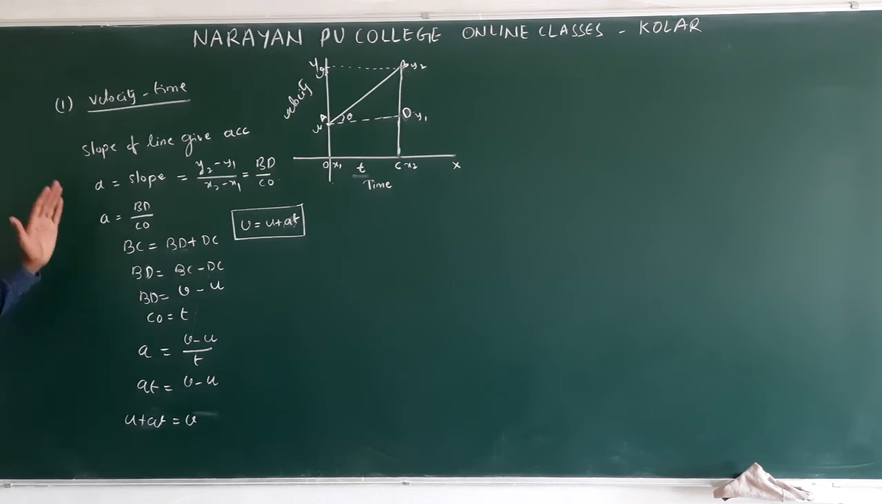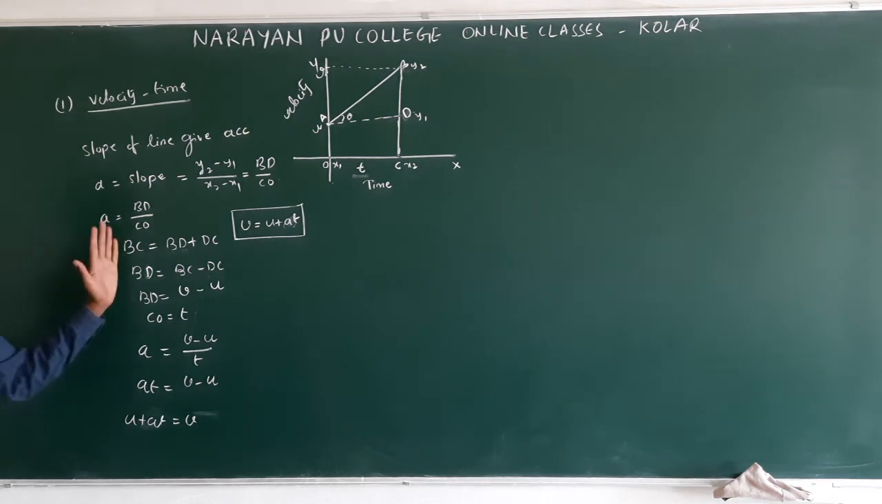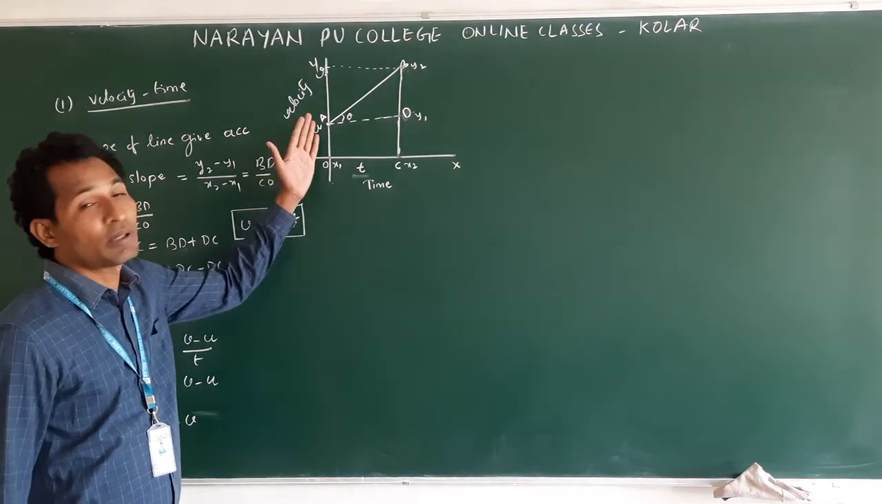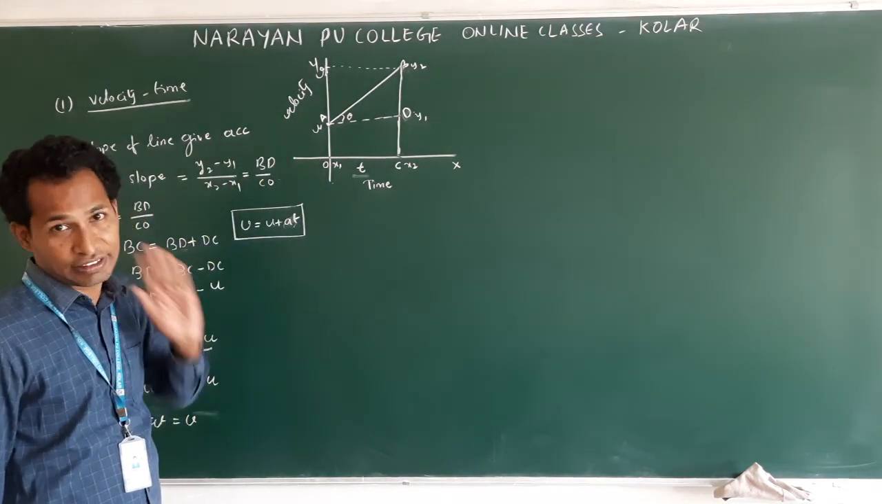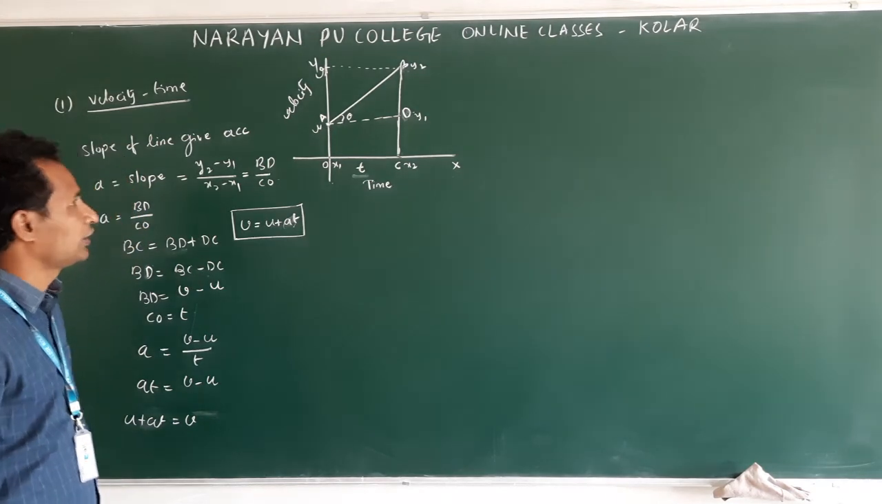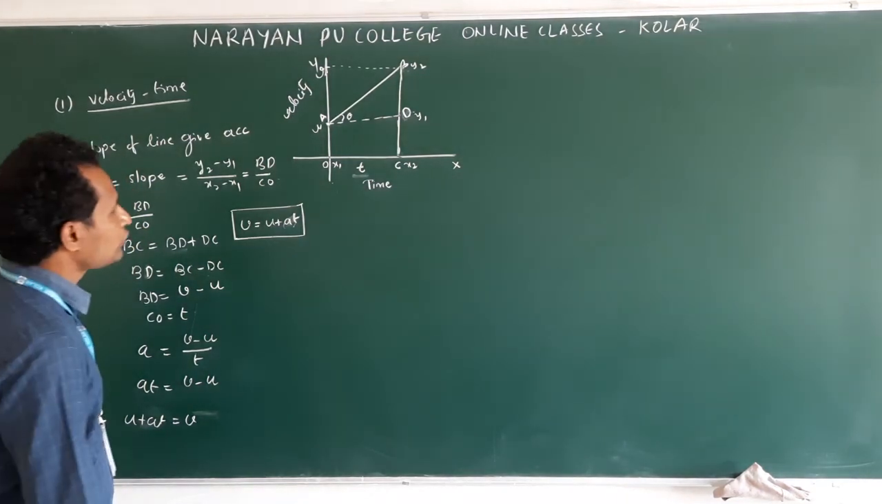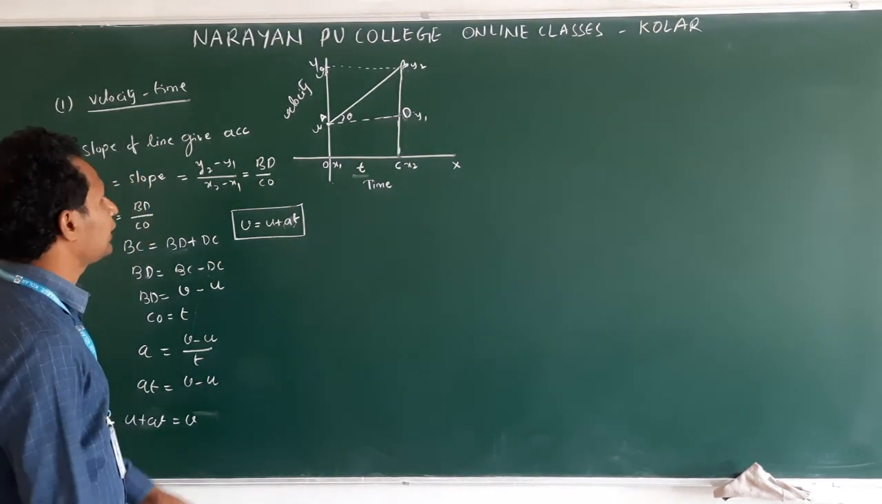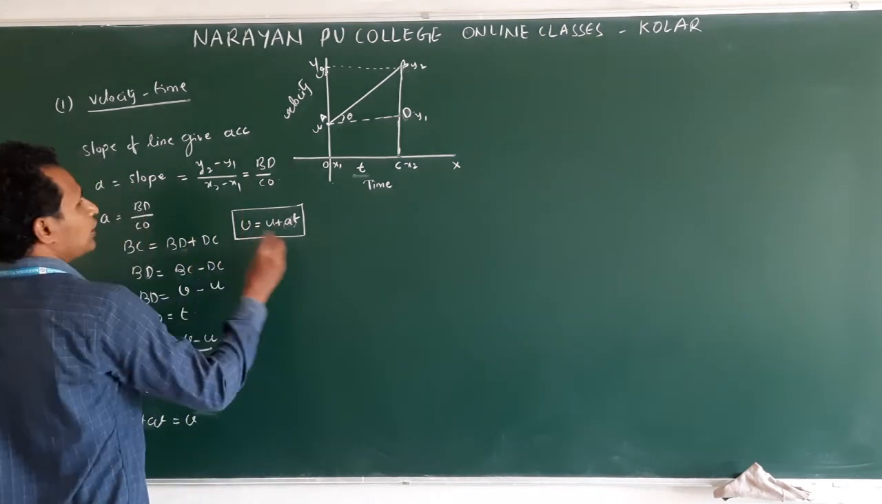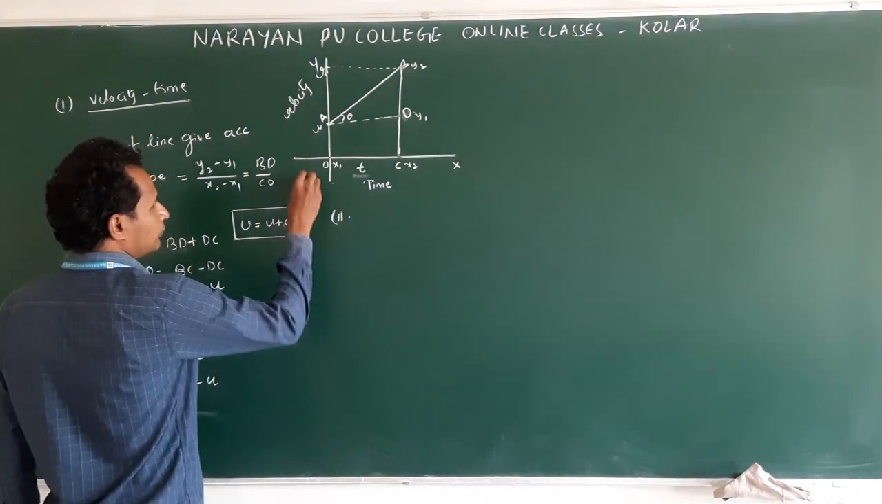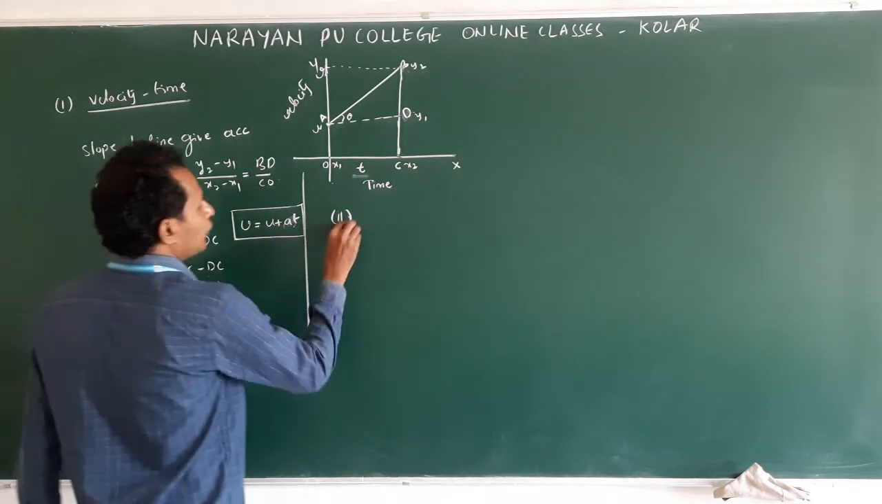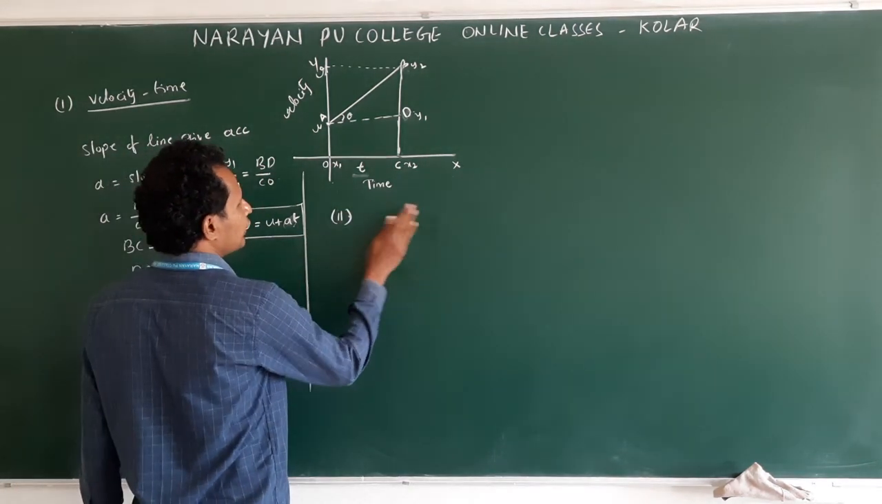Clear? We derived it from the fact that the slope of the line gives the acceleration in a velocity time graph. Next step, we will try to find the relation between, this is the first one. Now the second one, we will find what is the relation next?